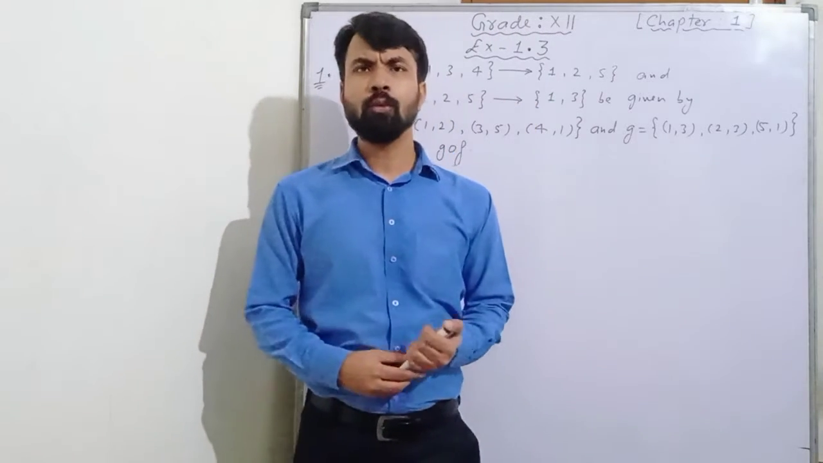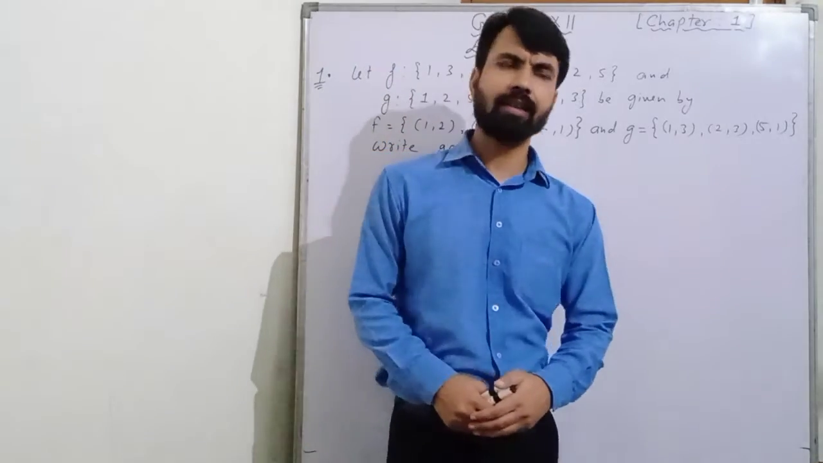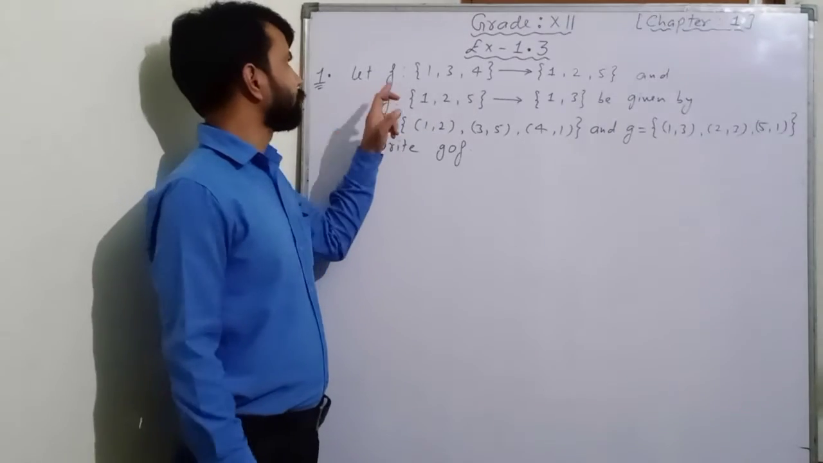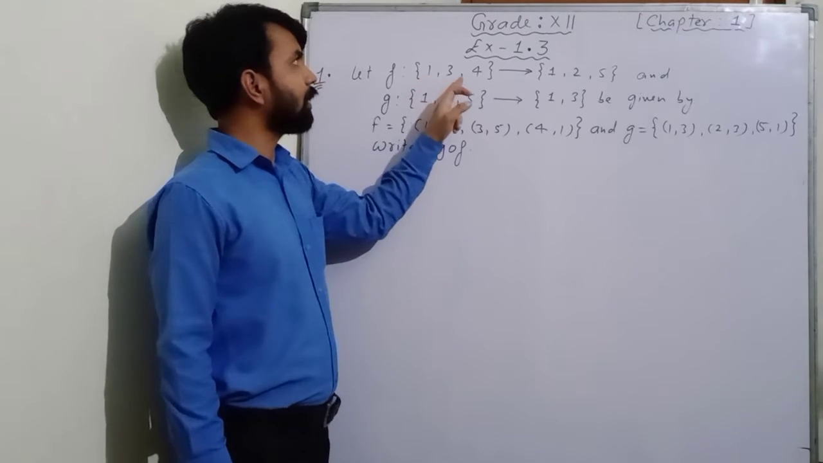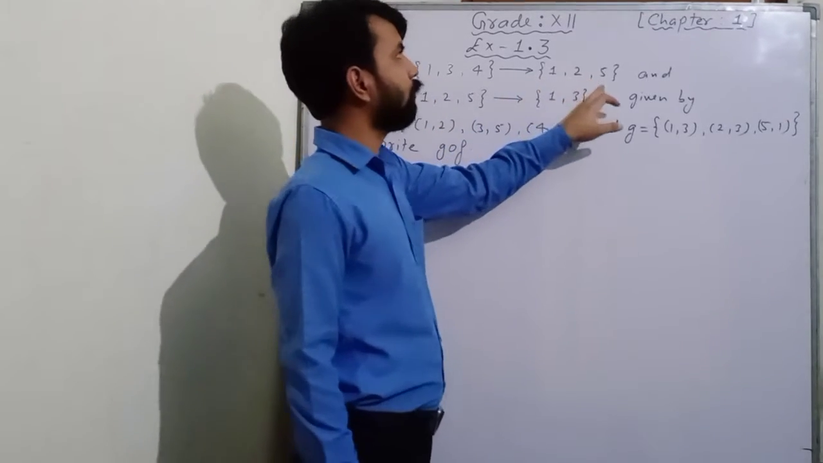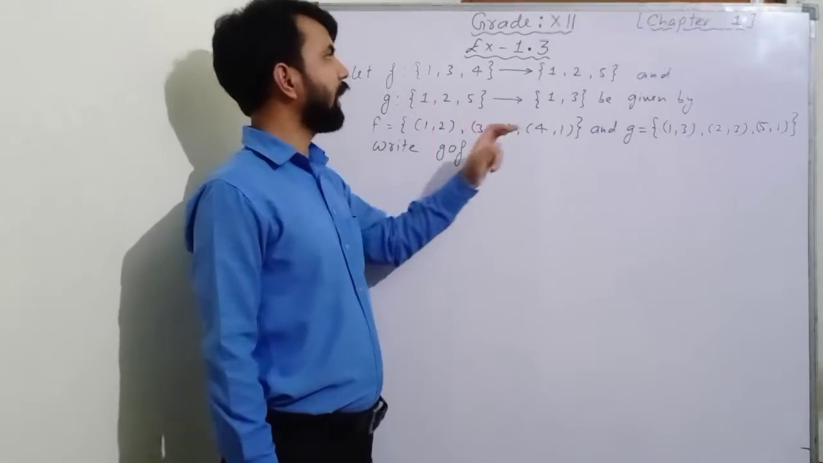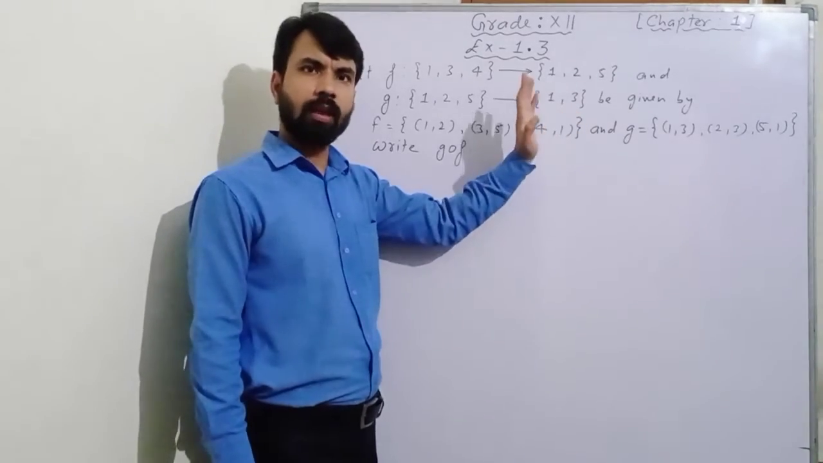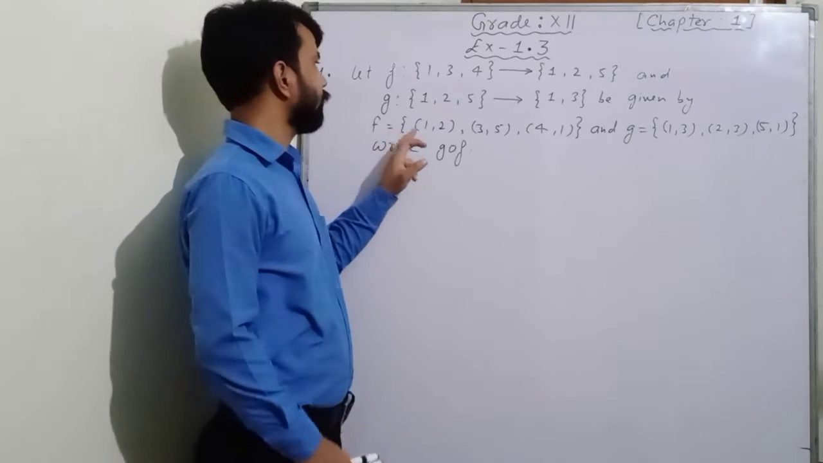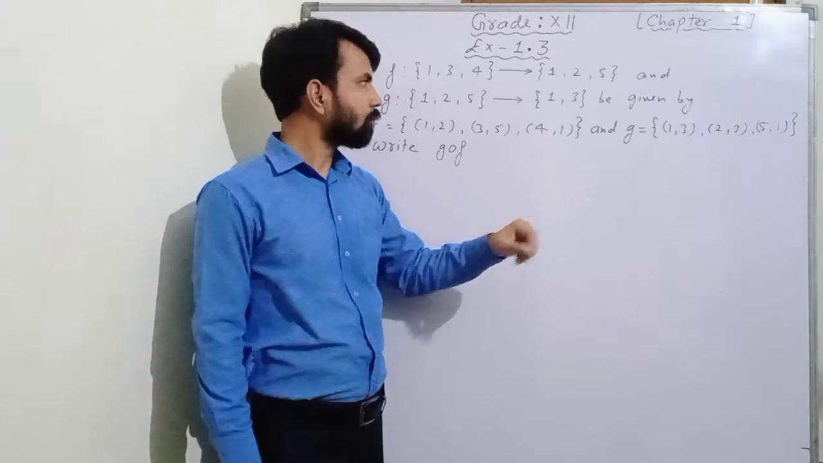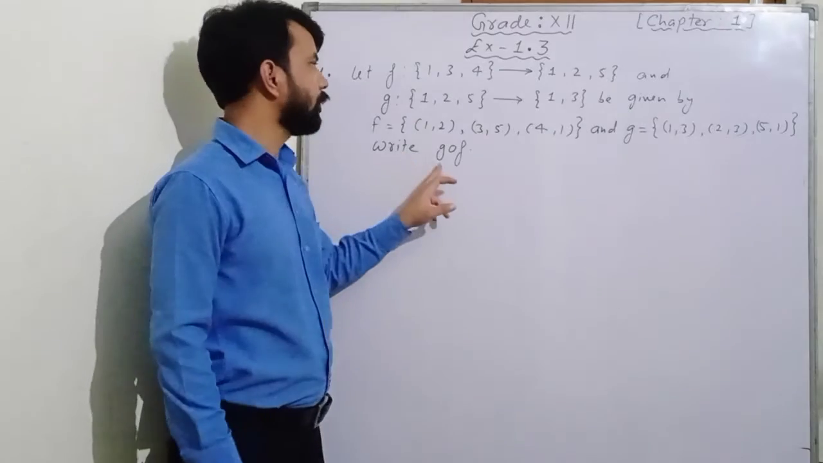Today I am going to explain exercise 1.3. The very first question of this exercise is: let f be a function whose domain is 1, 3, 4 and codomain is 1, 2, 5. There is another function g whose domain is 1, 2, 5 and codomain is 1, 3. Function f is defined as f equals 1, 2, 3, 5, 4, 1, and function g is 1, 3, 2, 3, 5, 1. We have to find GOF.